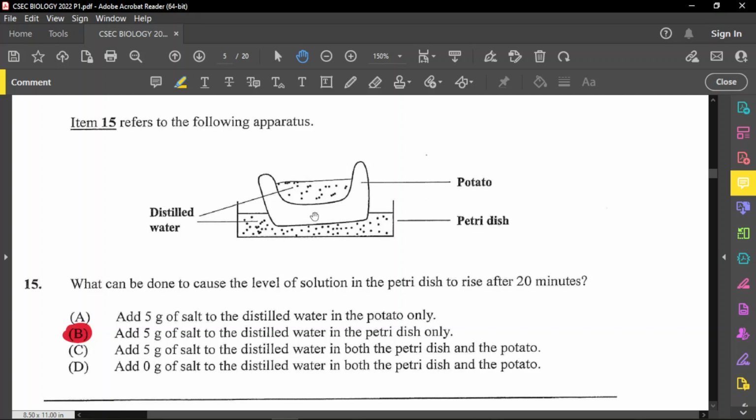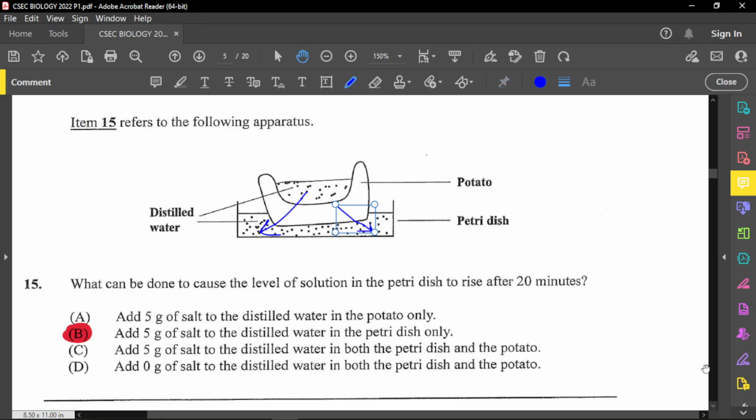So in other words, what they're actually saying is what could cause this movement of water in this direction from the potato into the petri dish? What could cause the movement of water that way? That's what they're actually asking you. So remember what is osmosis now, right? For water to move that way, the potato must be more dilute, and the petri dish must be more concentrated. And that is why B is correct, because if I add 5 grams of salt to the distilled water in the petri dish to make it a more concentrated solution, definitely water will move out of the potato itself. Just to mention that one real quick.